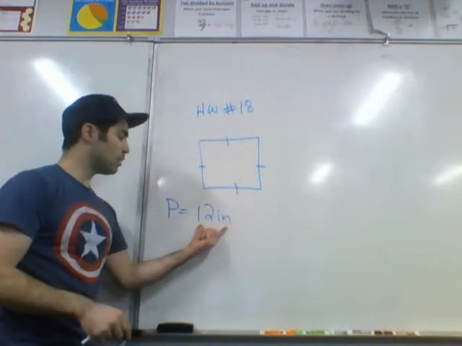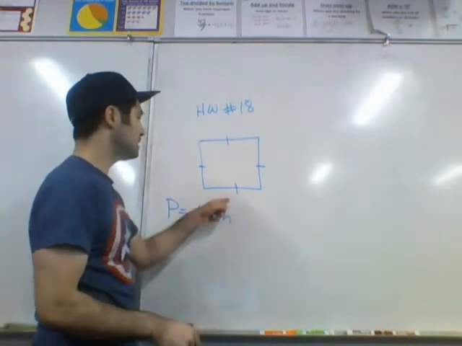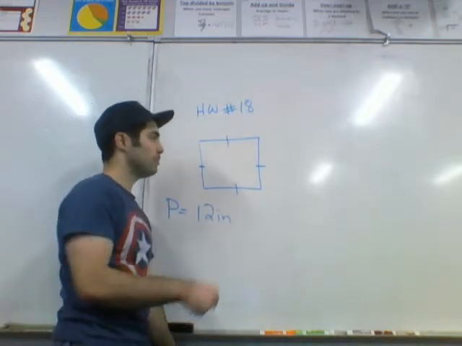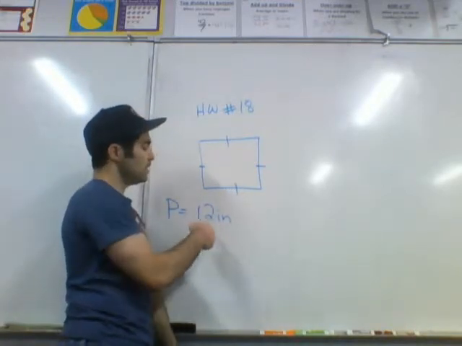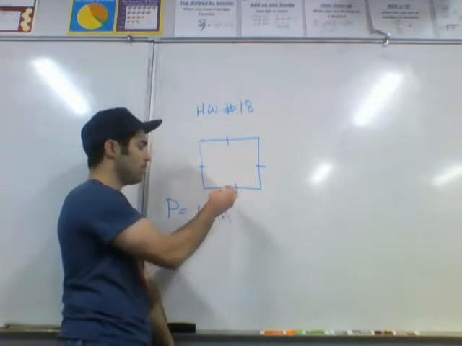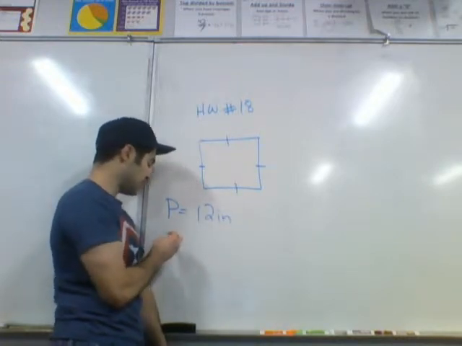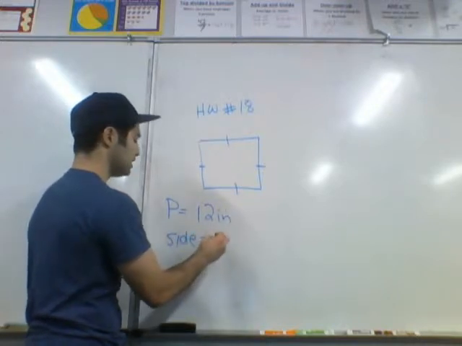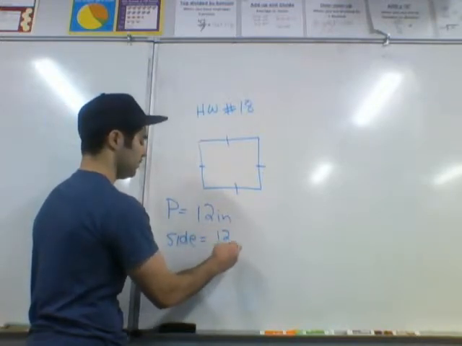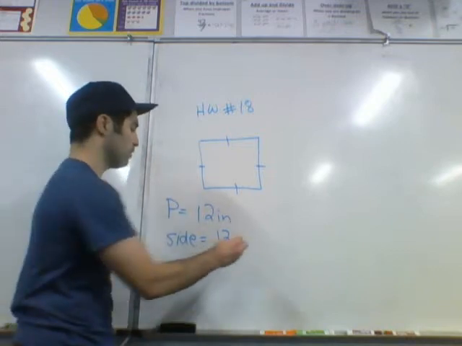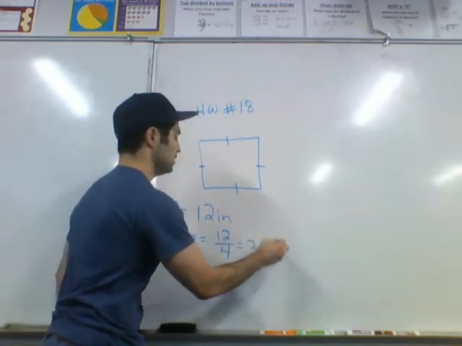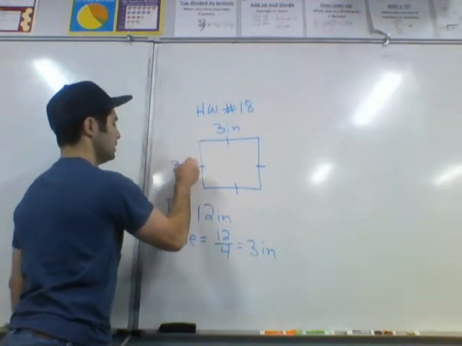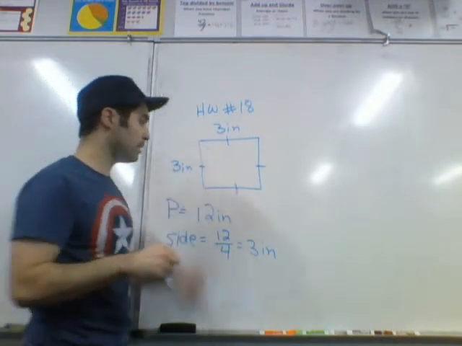So we have 4 lengths, equal lengths, okay? So I'm going to take this 12 and I'm going to divide it by 4 to find out how long each side is. Okay, so 12 divided by 4, and that will be the length of a side. So I'll say side length. Side is going to be 12 divided by 4, which is, of course, 3 inches. So each side is 3 inches.